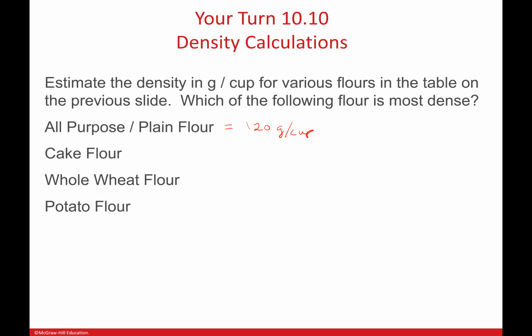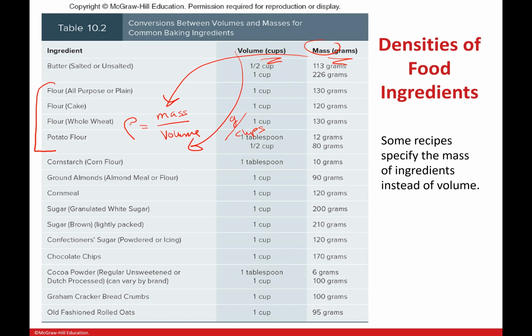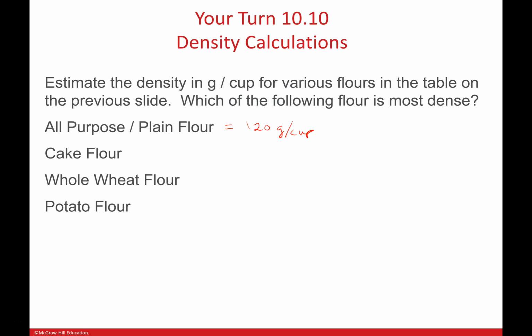Taylor, what would the density be for the cake flour using the previous slide? I guess that's 130. Oh, 130, yep. Okay, so what would the next one be? 130. Yep. Autumn, what about the next one? 130.